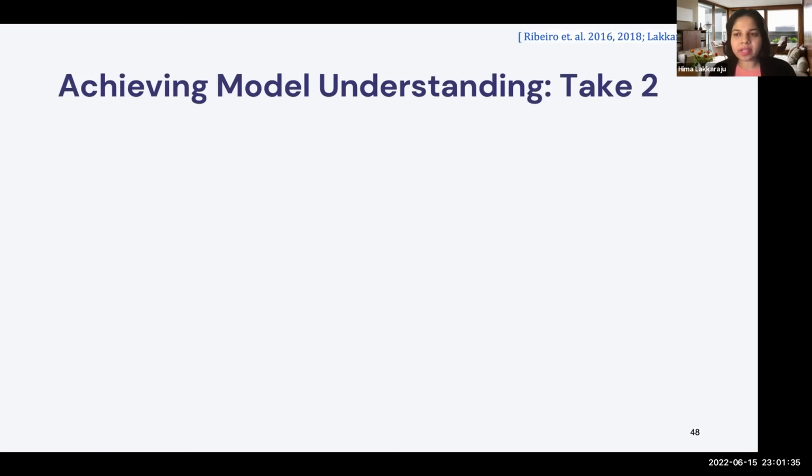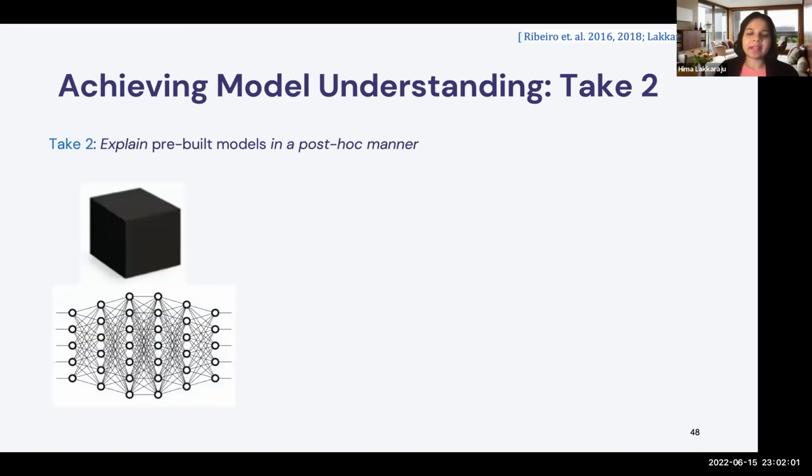Now, another approach that has commonly been employed in the past half a decade or so, in terms of model understanding, is applicable to more complex models, whether it is very complex deep neural nets, or black box models that we don't even have access to. In such cases, the way we can understand the model would be to explain pre-built models in a post hoc fashion. That is, we may have either a black box model that we have no access to, or we may have an extremely complex deep neural network.